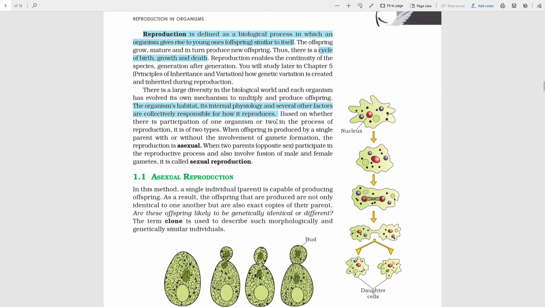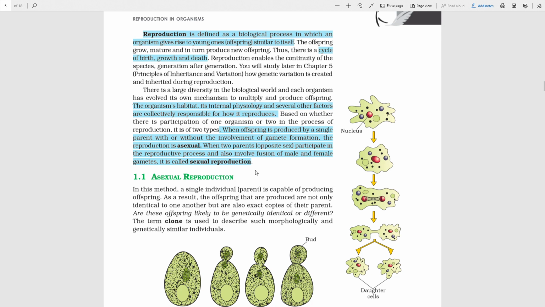Based on whether one or two organisms are involved: if it's just a single parent without the fusion of gametes, then it's asexual. When offspring is produced by a single parent, with or without the involvement of gamete formation, the reproduction is asexual. Whereas when two parents of opposite sex participate in the reproductive process and it involves fusion of male and female gametes, it's known as sexual reproduction. So from here, further on, we will start with our chapter, but let's focus on that point.